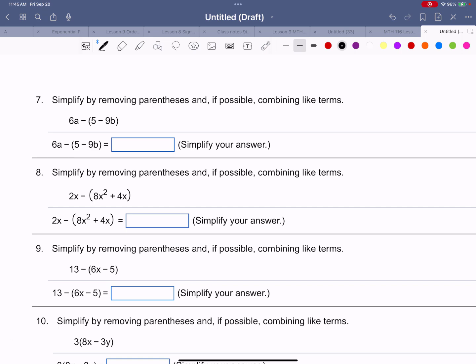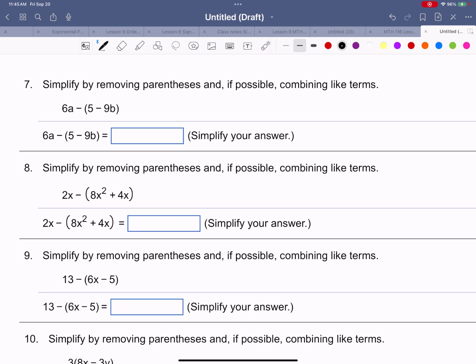Number 7, simplify by removing parentheses and if possible combining like terms. So it's very similar to the last one. I've got an implied minus 1 here. So I've got a 6a, a minus 5, and a plus 9b. So it's a 6a minus 5 and a plus 9b. And any order is fine.